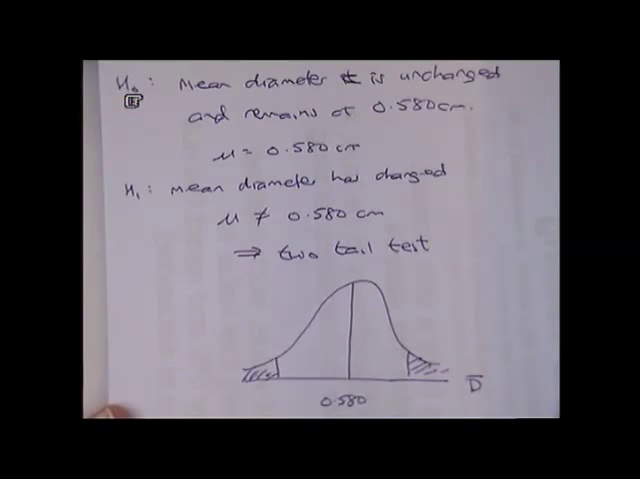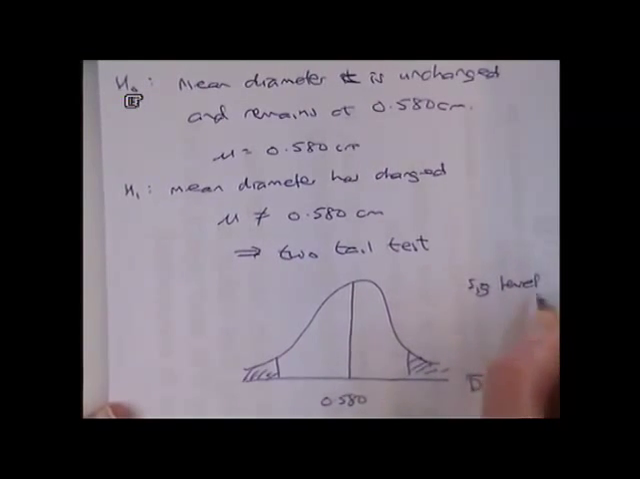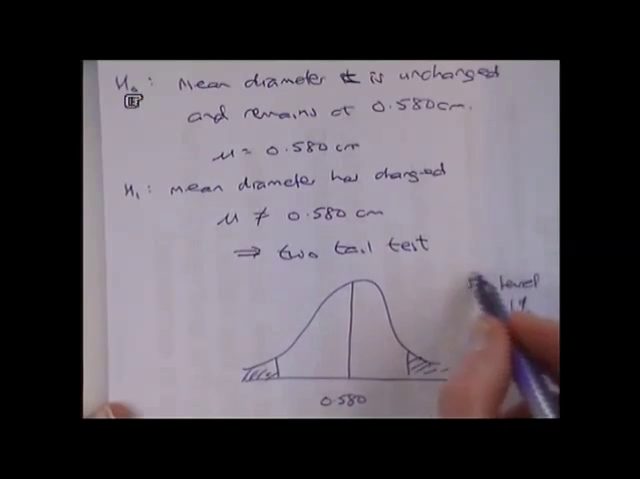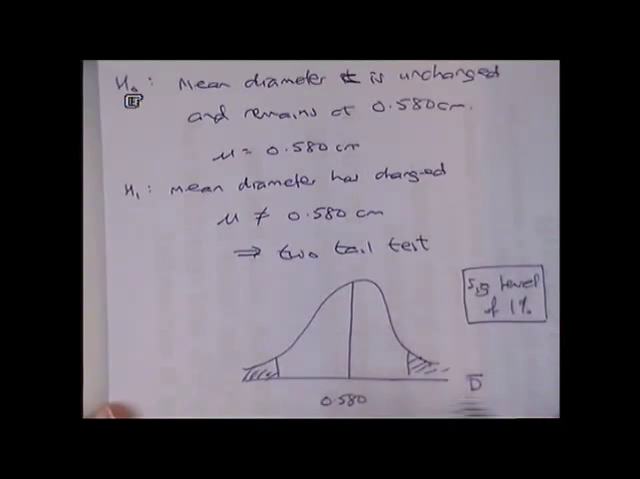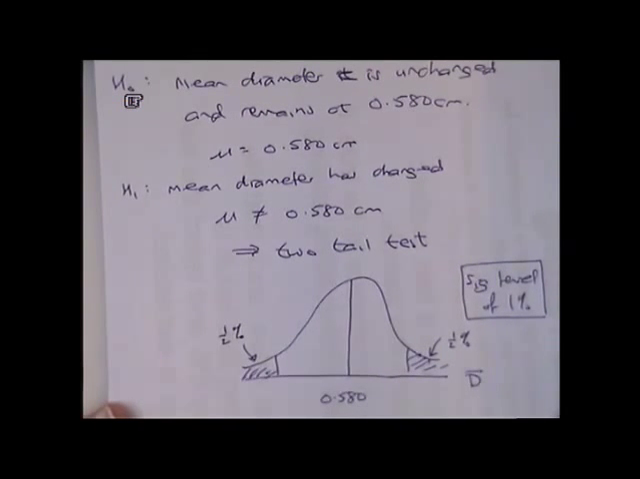Now, step 2 was the significance level. What significance level are we told to use in this test? A significance level of 1% we were told to use. So that 1% has to be split between these two tails. That tail there is going to be 0.5%, and that tail there is going to be 0.5%, so that our tails together are the 1%.